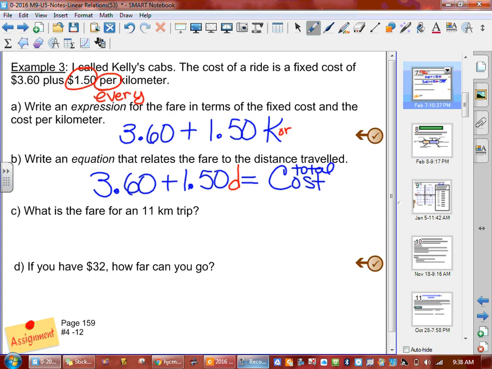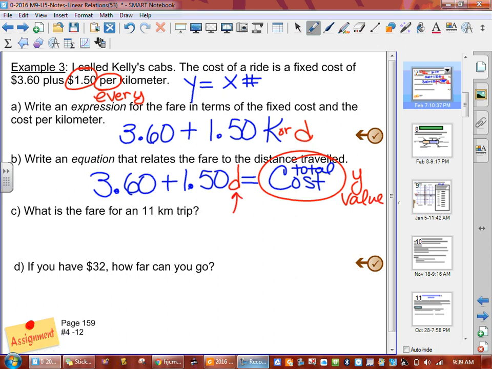Now, the next one says, what is the fare for an 11-kilometer trip? So you want to find the money out. Well, remember, total cost, that's your Y number. Because whenever we have an equation, we always want it to be Y equals an X number, plus or subtract something. So whatever letter we're equaling it to, that's our Y value. So that means this is our Y value, and the D, or the K, is our X value. So we have to know who the X and the Y are.